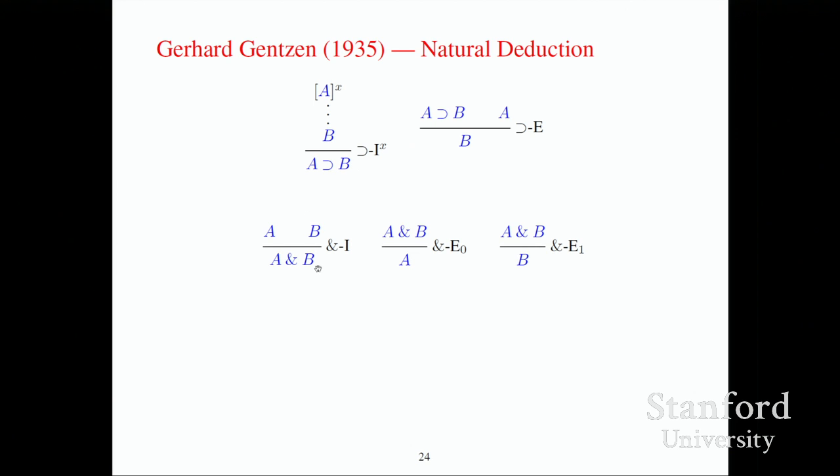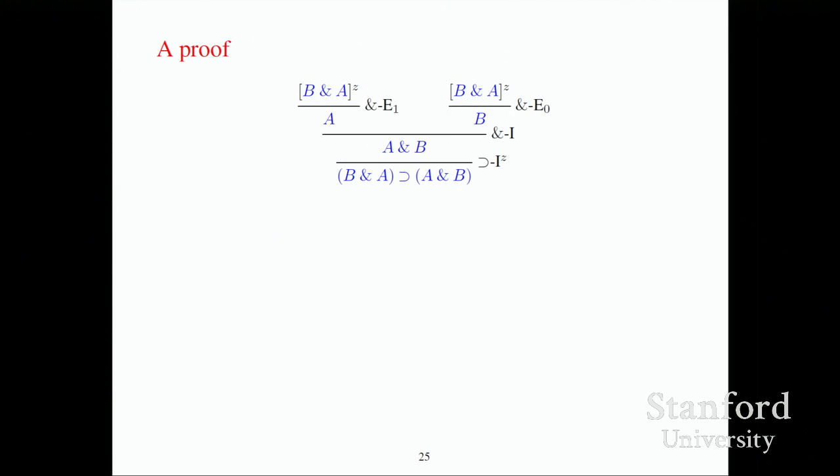So similarly, for conjunction, if you have a proof of A and a proof of B, guess what? You've proved A and B. And if you have a proof of A and B, what can you do with it? Well, there are two things you can do. One is you can conclude A, and the other is you can conclude B. And then we can take these proofs and organize them into trees. So here's a very simple example. Here's the proof that B and A implies A and B.